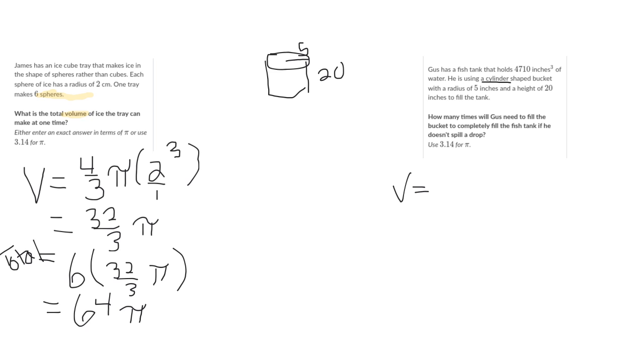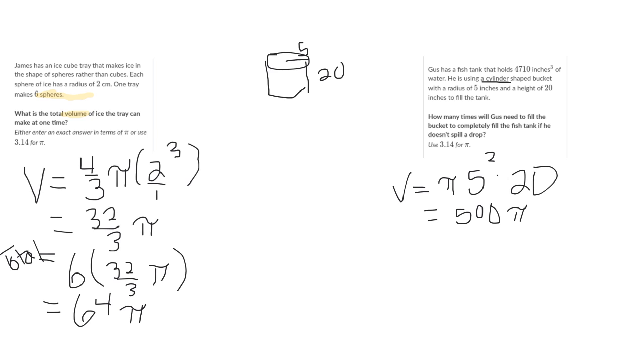So the volume for this is, find the area of a circle. Well, the area of a circle is pi times the radius squared, times the height. Well, 5 times 5 is 25. And then 25 times 20. What is 25 times 20? It is 500 pi.